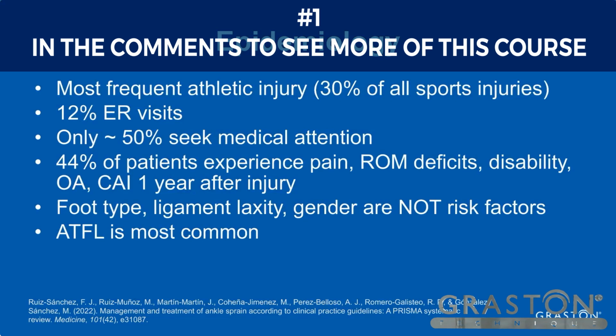Alyssa, you got it. Greatest risk is a previous injury. Previous ankle sprain is your greatest risk of having an ankle sprain. The anterior talofibular ligament is the most commonly involved ligament with an ankle sprain.